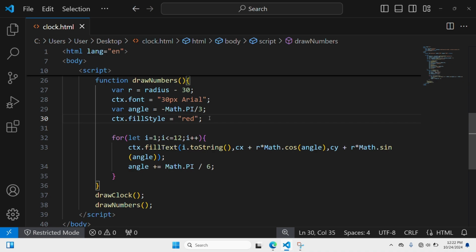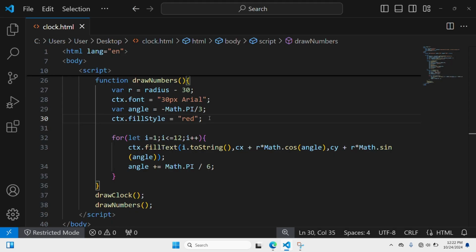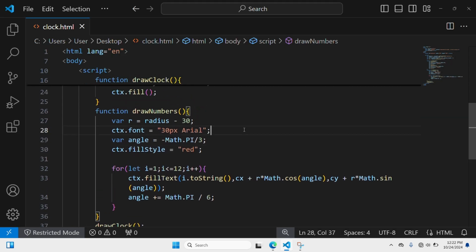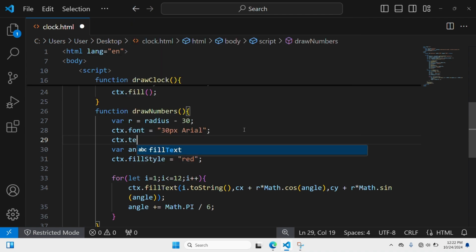Now let's save it and let's refresh our page. Now you can see the numbers are coming at their actual position, but the numbers are not aligned at the center. So to solve this problem, let's come back to our HTML file and we will add ctx.textAlign equal to center.